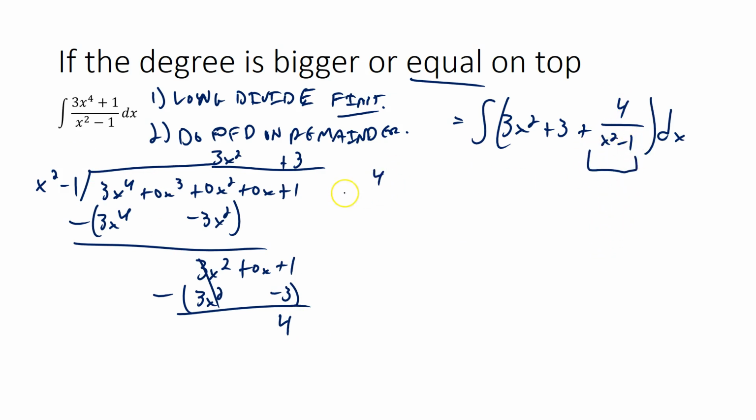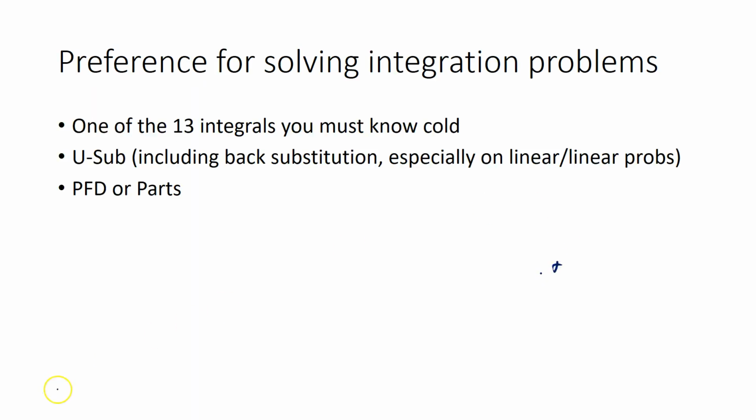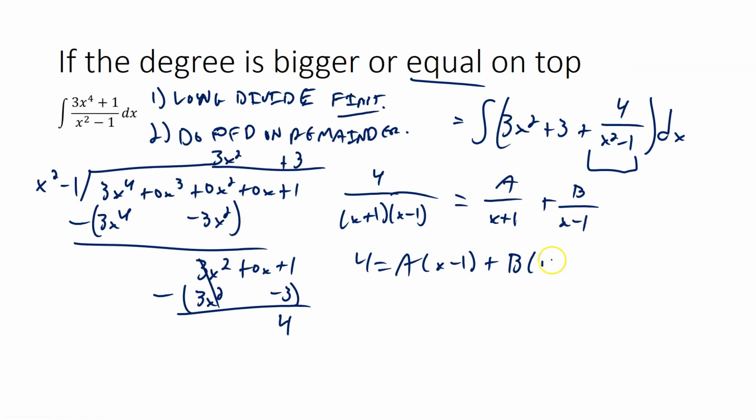So that's 4 over (x plus 1)(x minus 1). Factorable denominator. U sub is not going to work because I have no x on the top. So that's going to be equal to A over x plus 1 plus B over x minus 1. Generally, people just skip right to this: 4 equals A times (x minus 1) plus B times (x plus 1). If you do skip straight to here, just remember that the B is over the x minus 1 and the A is over the x plus 1. They kind of switch places.